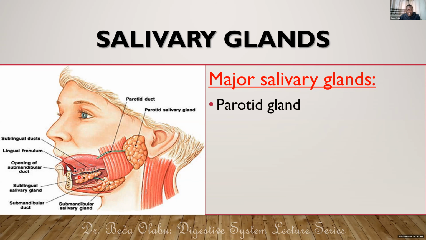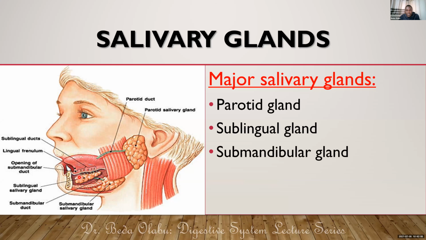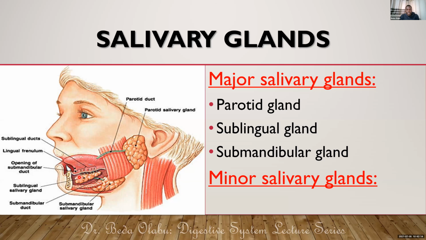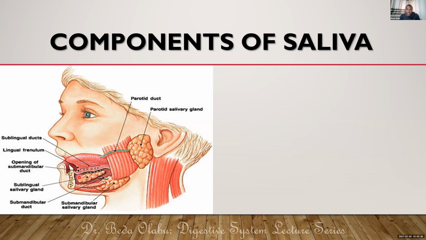So which are these major salivary glands? We have the parotid gland, the sublingual gland, and the submandibular gland. We will talk about them shortly. But just to mention, the minor salivary glands are the ones located within the wall of the mouth, basically. There are those in the palate, which you call palatine glands. The ones in the cheeks are called buccal glands, and the ones in the tongue are called lingual glands. They all produce saliva, whether major or minor.